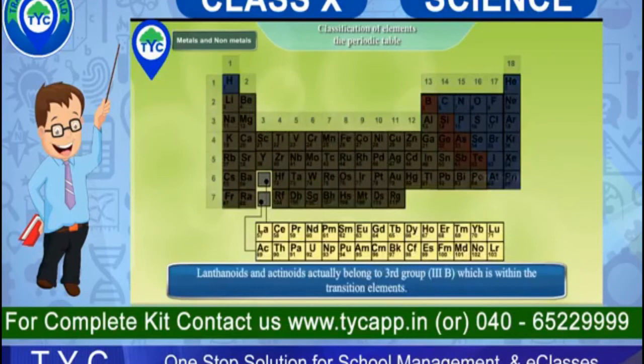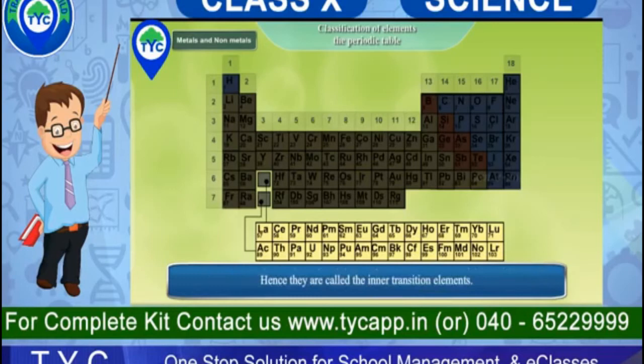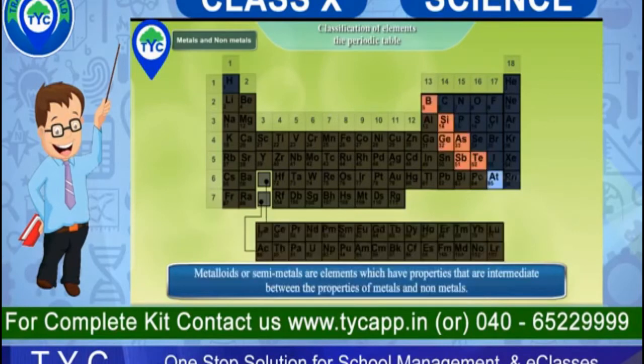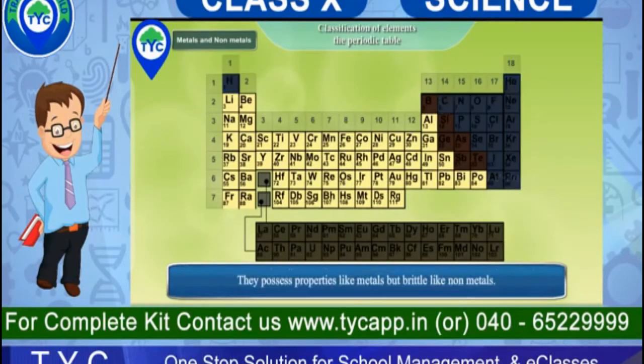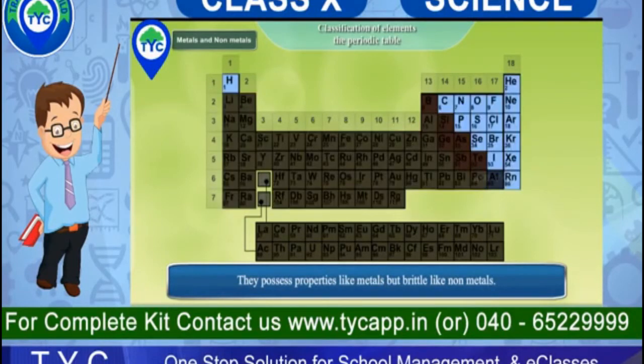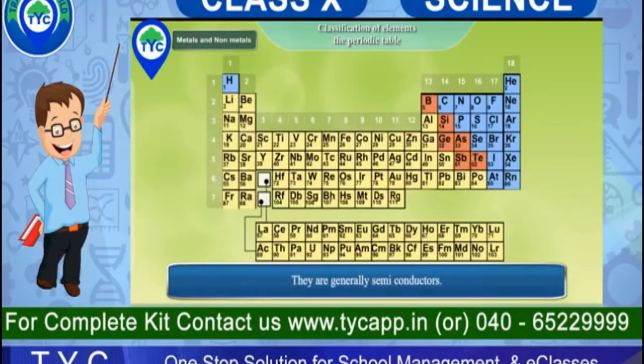Lanthanoids and actinoids actually belong to 3rd group, which is within the transition elements. Hence, they are called the inner transition elements. Metalloids or semi-metals are elements which have properties that are intermediate between the properties of metals and non-metals. They possess properties like metals but are brittle like non-metals. They are generally semiconductors.